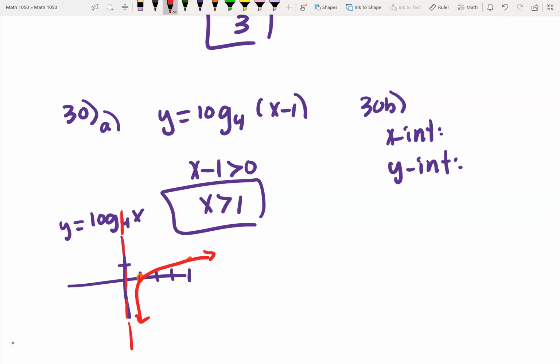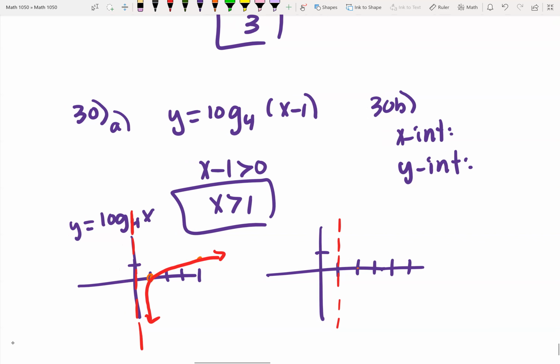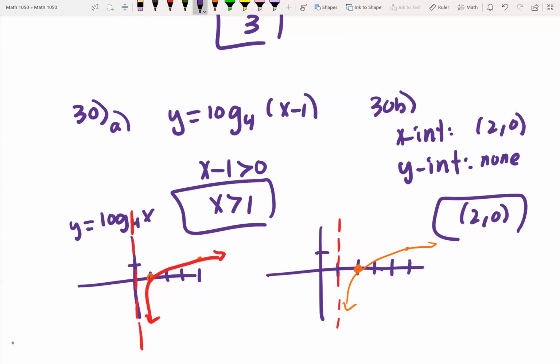But ours is shifted to the right one. So now I'm going to take that graph, take my asymptote and shift it to the right one, and then that is 1, 0, so now it's going to be 2, 0, and that one is 4, 1, so now it's going to be 5, 1, and it looks like that. Okay, so the y-intercept is none, and the x-intercept is 2, 0. So the answer, what is the intercept? 2, 0. I don't think you need to specify which one it is, but if you did, it would be fine.